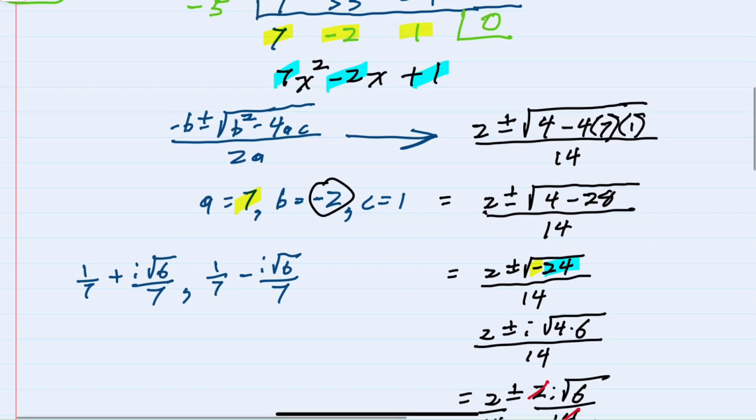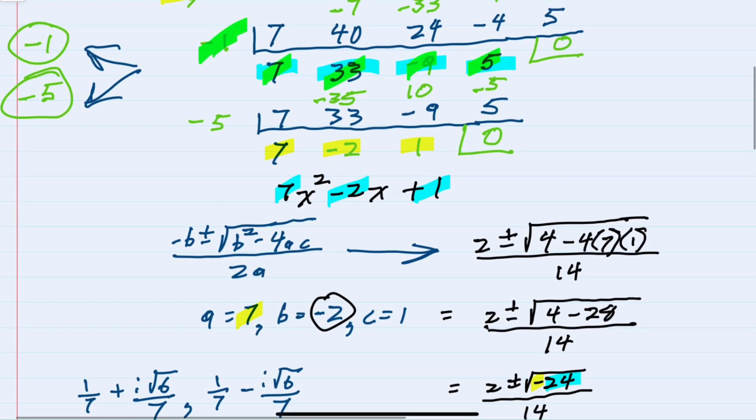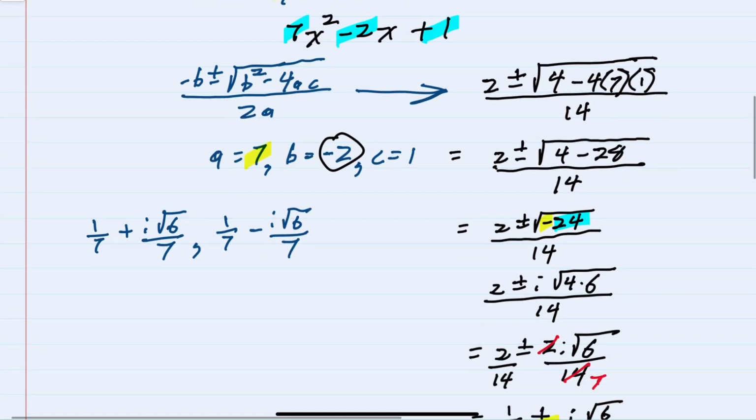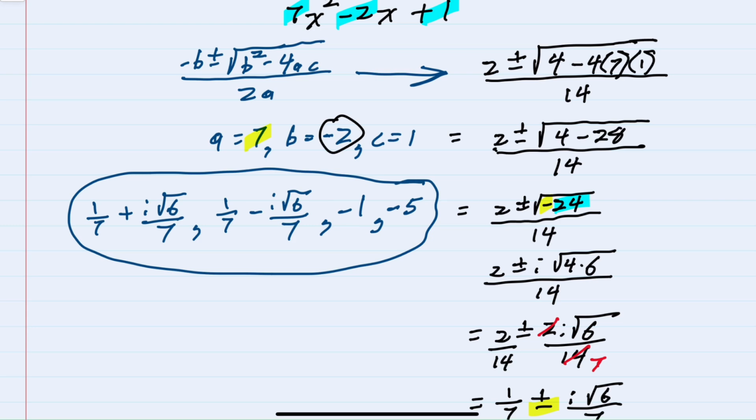And we can recall that earlier we found -1 and -5 as zeros. So we'll list those as well. -1 and -5. We have 4 total zeros, 2 complex and 2 real.